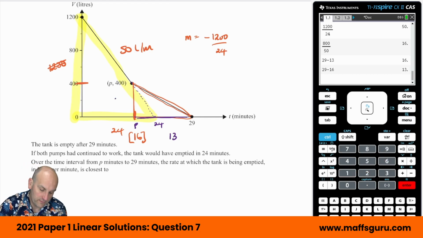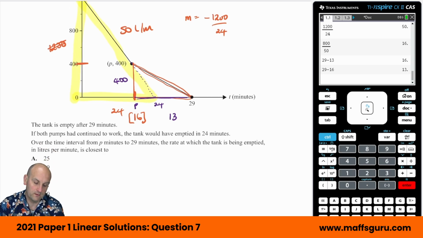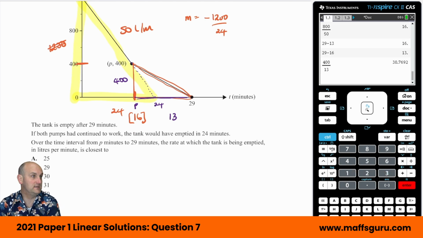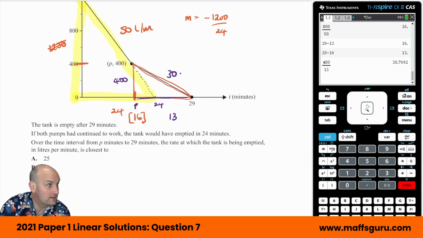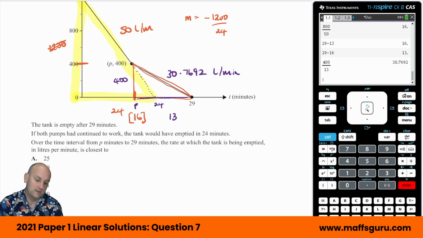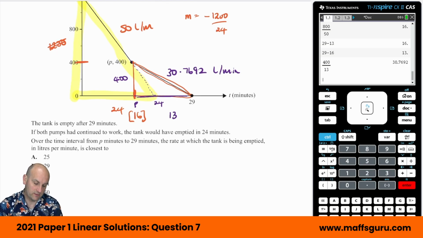And I know that that is going to be 400. All right, so now let's do that. 400 divided by 13 gives me 30.7692. So that's going to be around 30.7692 litres per minute. So that is the rate, and it wants it to be closest to, which is going to give me 31.